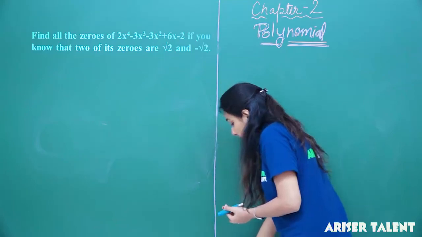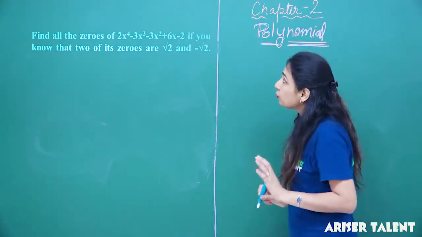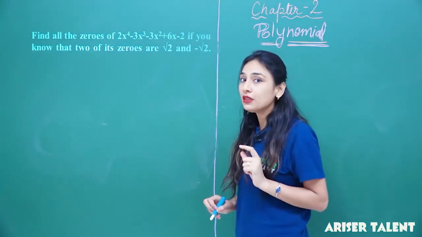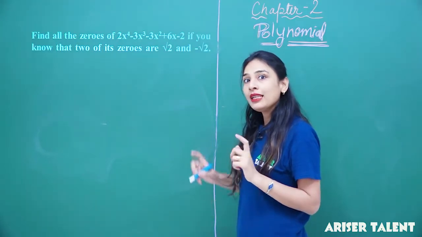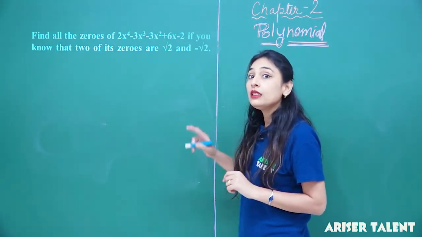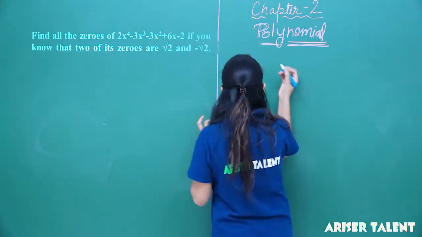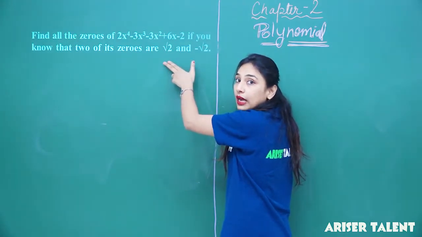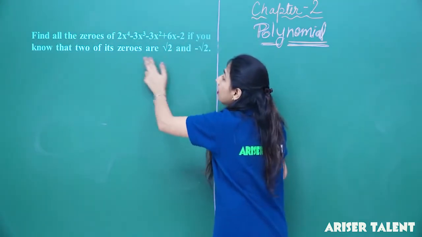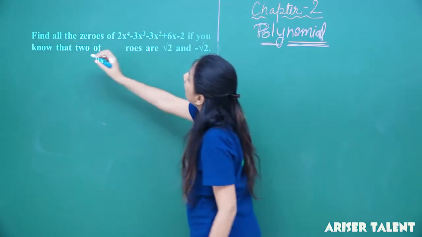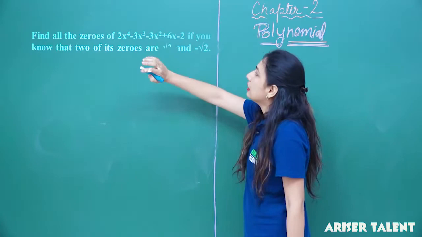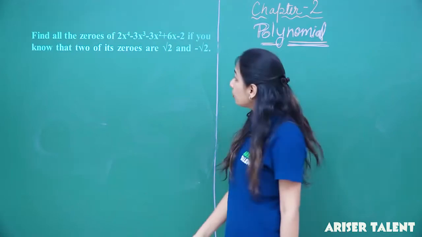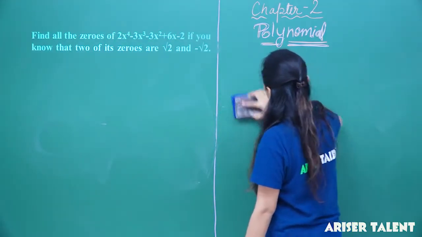Now, remembering something? I've told you if you have been given zeros of some equation, what does that mean? That you can have the factor with the help of these zeros. So it's good news for us. We are having factors x minus root 2 and x plus root 2 from these two zeros. Now, we have to find all the zeros. So it's having a degree 4. So we will be having maximum 4 zeros of the polynomial. So let's see.